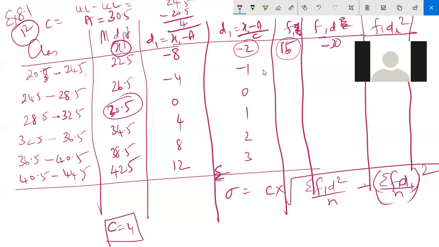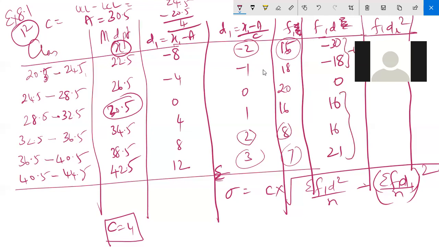Now Fi is equal to 15. Then next one 18. Then they are given as 20. This one they are given as 16. Then 8. Then 10. Okay. So 3 into 7, 21. 2 into 8, 16. 1 into 16, 16. 0 into 20, 0. Minus 1 into 18, minus 18. Okay. This is minus 48. How much is this? 32, 42, 52, 53, plus 53. So 53 minus 48, sigma Fi di is equal to 5.